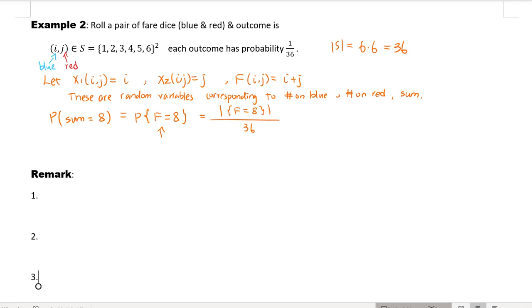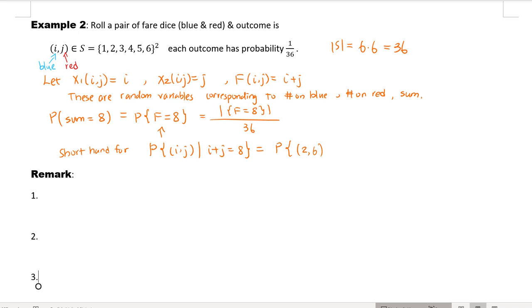By the way, this notation is the shorthand for the set of (i, j) such that i plus j equals 8. Okay, and what are the elements? Can the first one be 1? The second one is at most 6, but when we add them together, this is 7, so this is impossible. So the first coordinate must be at least 2.